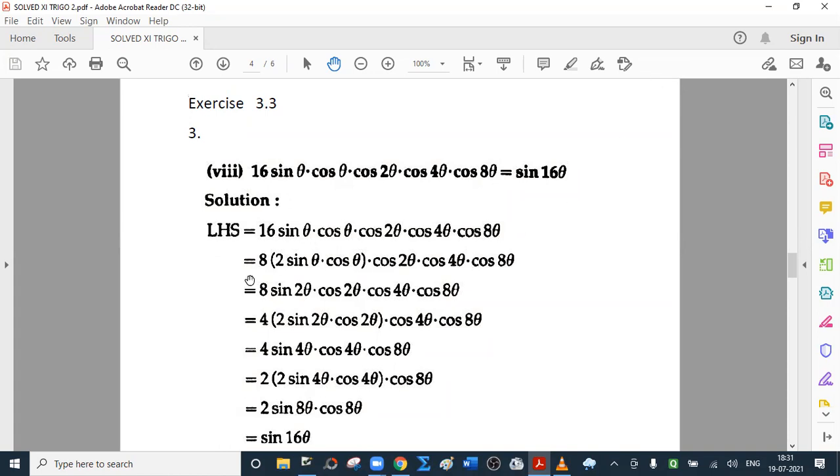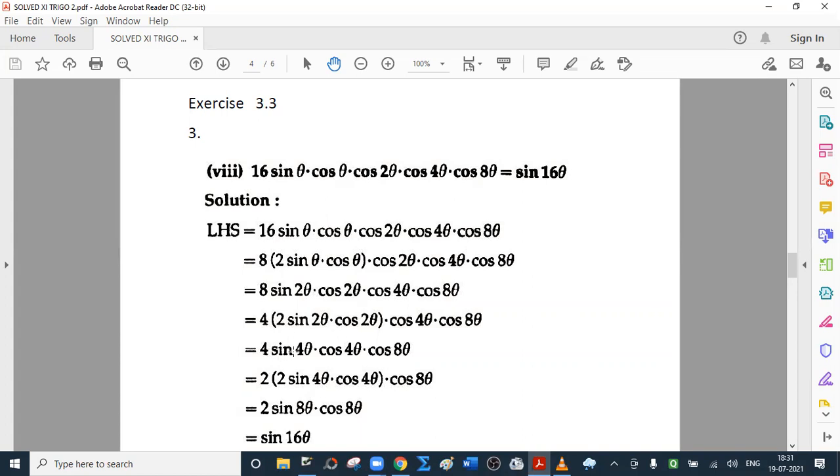What is 16? I can write it as 8 into 2. What is the advantage? See, 2 sine theta cos theta is sine 2 theta. Remaining terms as they are. Now, 8 is 4 into 2. Now, what is 2 sine 2 theta cos 2 theta? 2 times sine of any angle into cosine of that angle is sine of 2 times the angle. What is 2 times 2 theta? 4 theta. Simple. Now, 4 is 2 into 2.